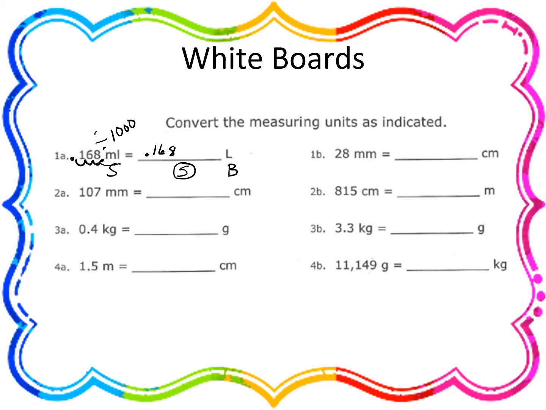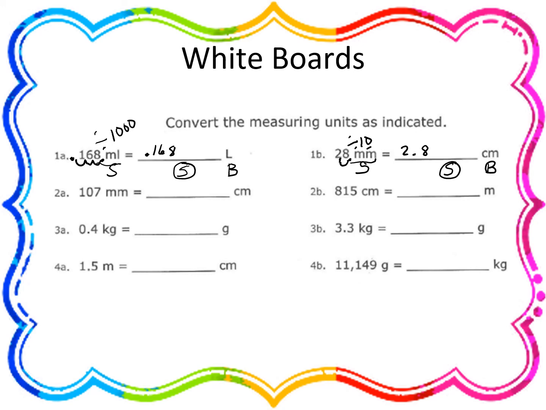28 millimeters is equal to how many centimeters? Millimeters are small, centimeters are big. I'm looking for a small number. How do I find a small number? We divide. How many millimeters are equal to a centimeter? There are 10 millimeters in a centimeter, so I'm dividing by 10. So I move the decimal 1 place to the left to make the number smaller, 2.8. Again, no math, we're just moving the decimal.